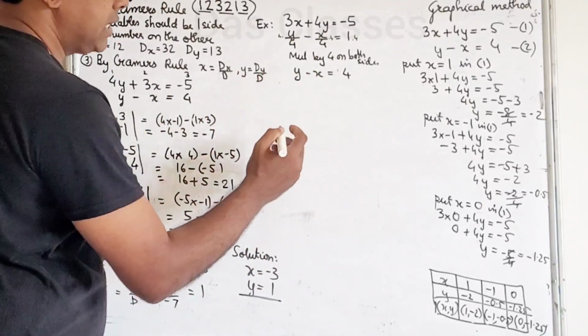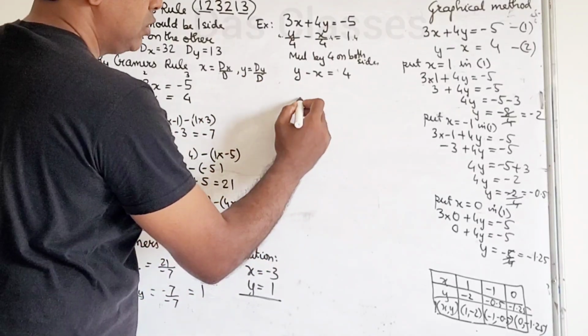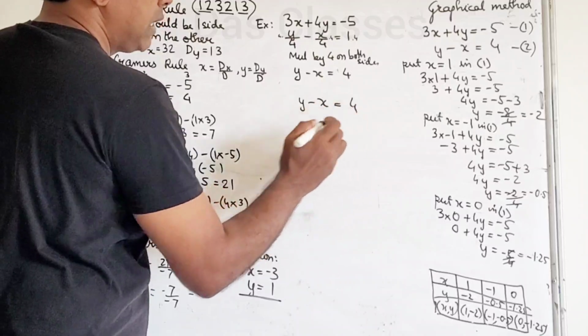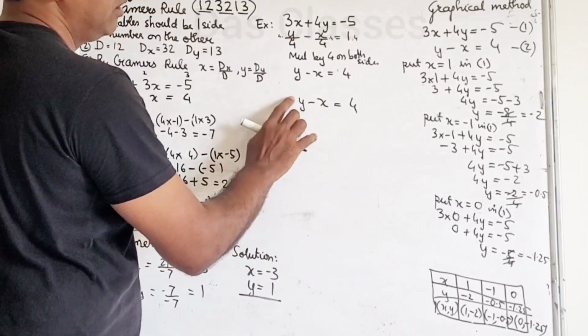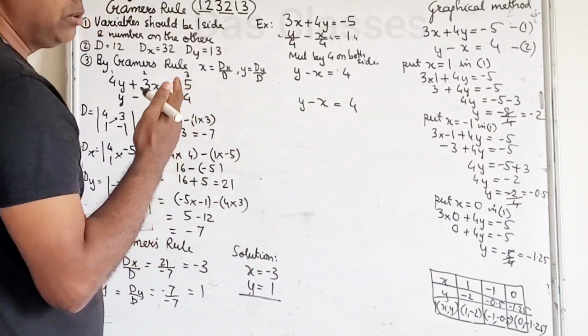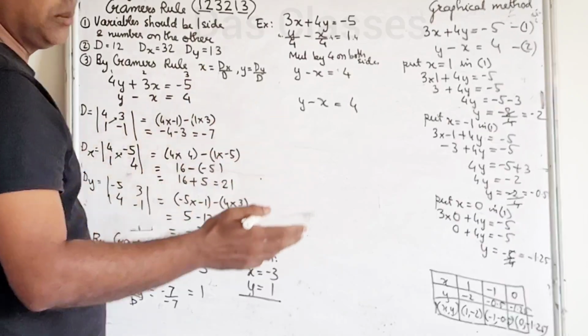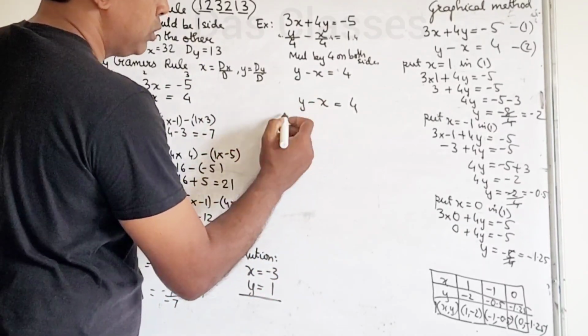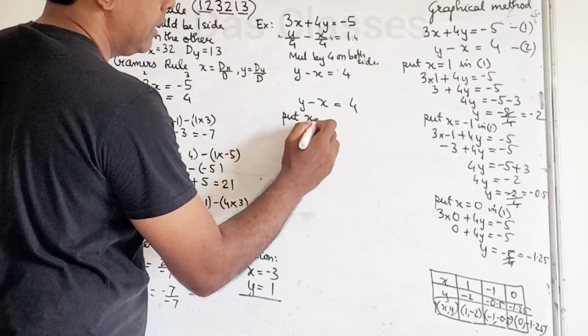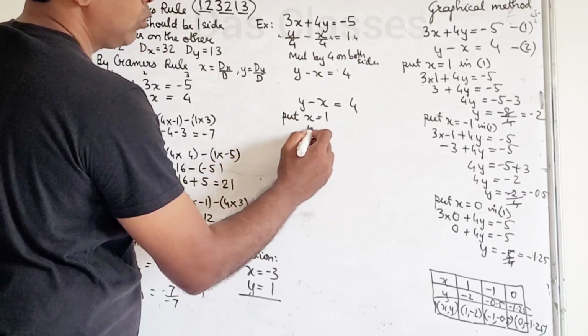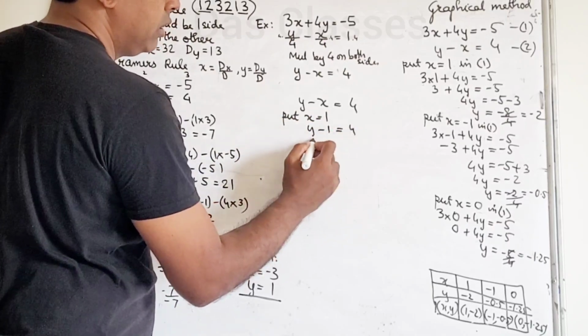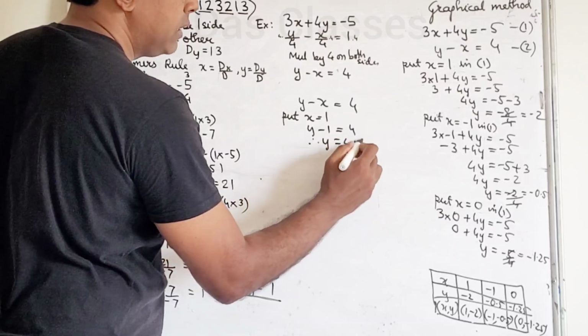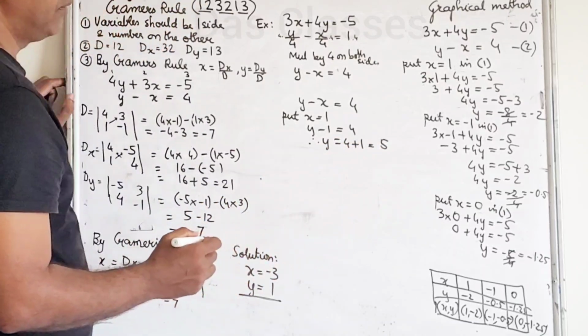So now the next example, y minus x is equal to 4. Now, as you can see, both have no coefficient, so it's no harm. You can substitute in y, you can substitute in x. Now, there's a minus sign with the x, so I'm going to substitute values for x is equal to 1. So y minus 1 is equal to 4. Therefore, y would be 4 plus 1, that is 5.